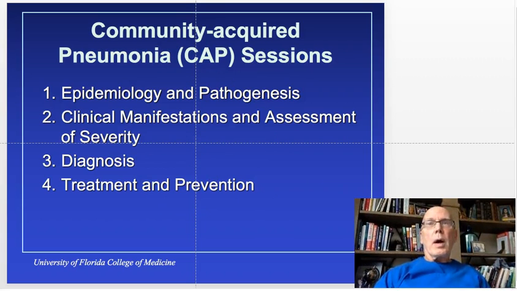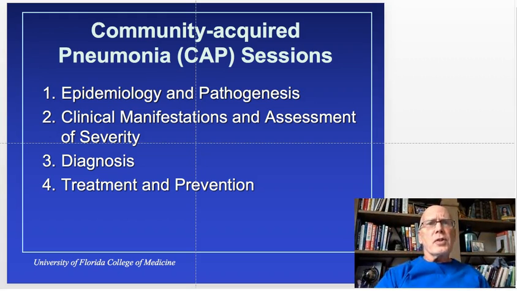Our module on community-acquired pneumonia, CAP, will consist of 4 short instructional videos. Each will be less than 10 minutes in duration. The first video will be covering the epidemiology and pathogenesis of community-acquired pneumonia. The second video will cover the clinical manifestations and discuss how to assess the severity of a patient's illness. And the third will discuss how to diagnose this infection, and finally the fourth video will cover treatment and prevention. These recommendations are based on the Infectious Disease Society of America IDSA guidelines.